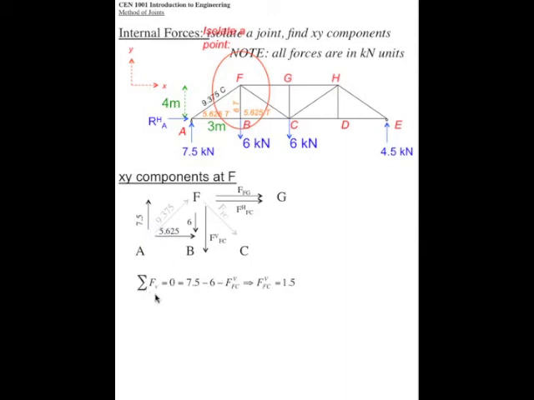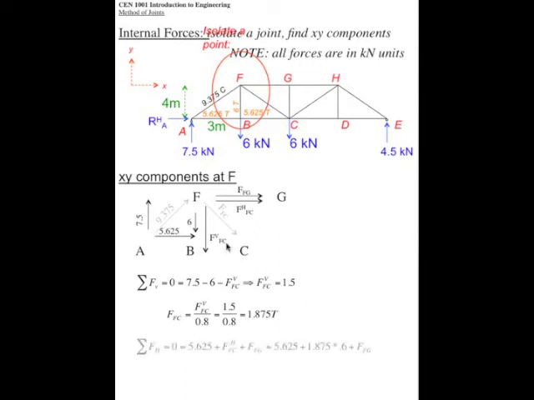So the summation of verticals is equal to 0, and we know there's a plus 7.5, a minus 6, and a minus F sub FC vertical. And if we solve for that one unknown, it comes out to 1.5. It's positive, therefore our assumption that it was in tension was correct. Okay. So now we can solve for the hypotenuse. Again, the hypotenuse is equal to the vertical divided by the sine of the angle. So it's 1.875 in tension.